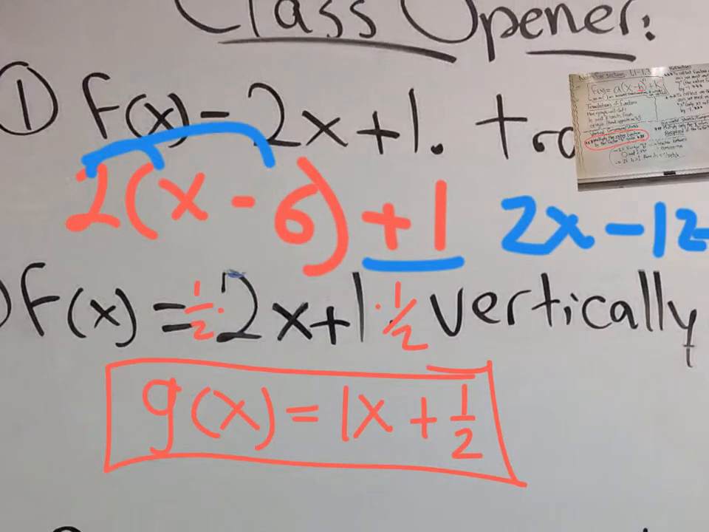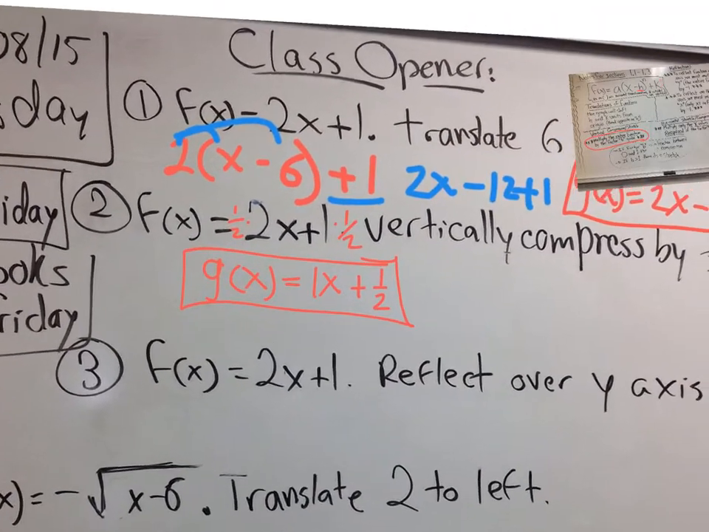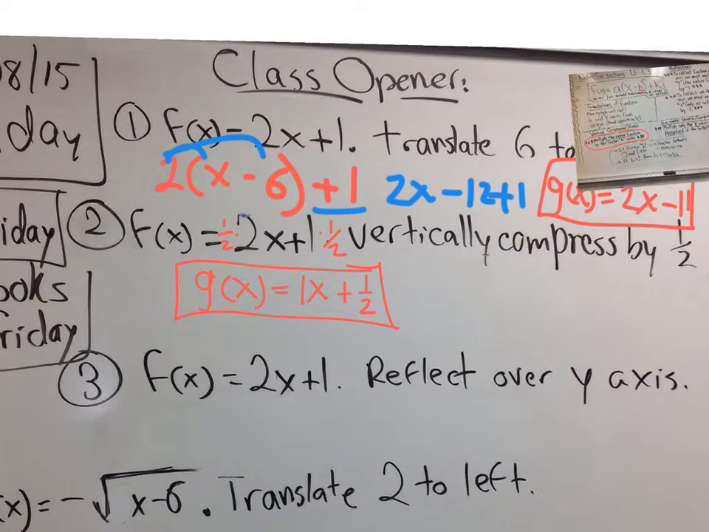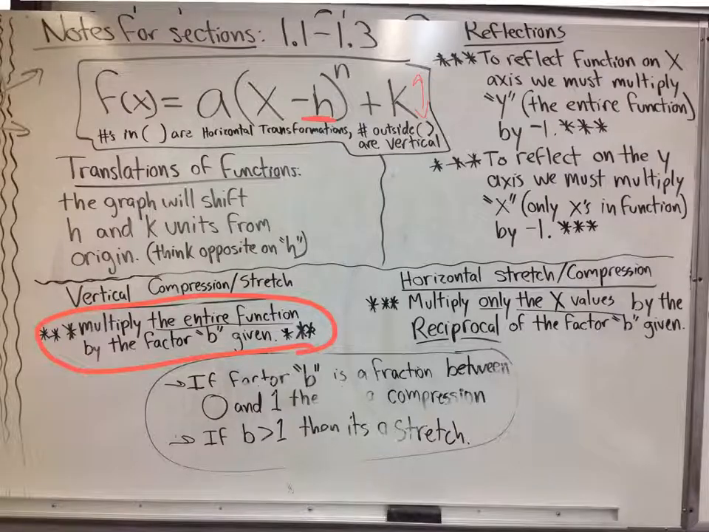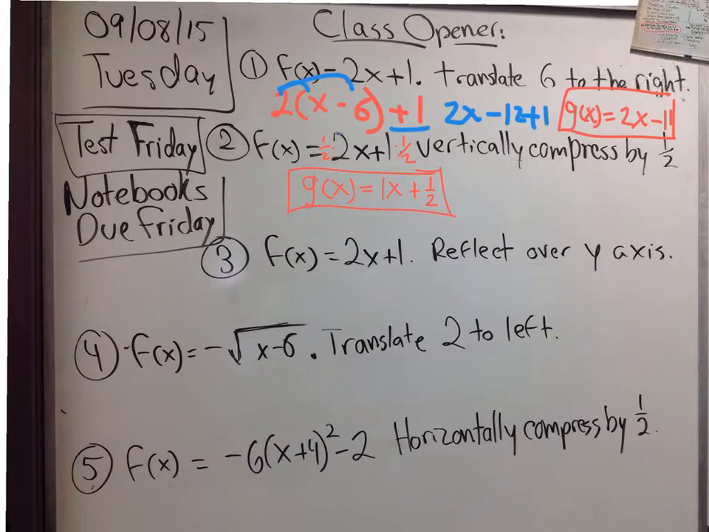Let's move on to number three. Number three says reflect over the y-axis. And once again, let me show you the notes. Here it is. And to reflect on the y-axis, we must multiply x's by negative 1. To reflect on the x-axis, we must multiply the y's by negative 1, which is the entire function. So once again, to reflect on the x, you change the sign of the y. To reflect on the y, you change the sign of the x.